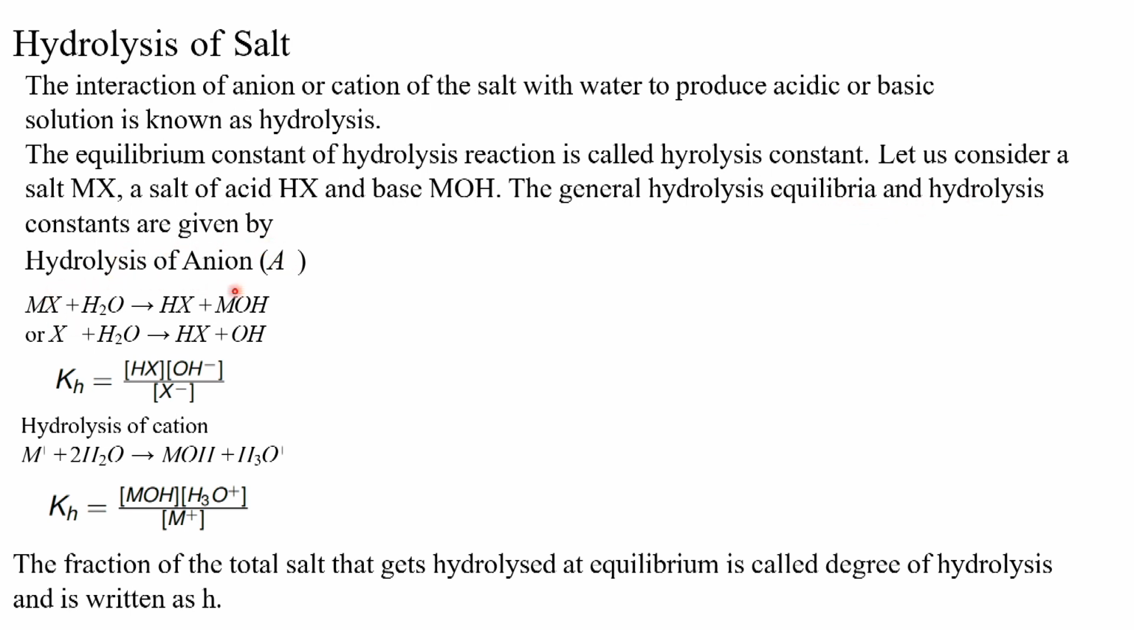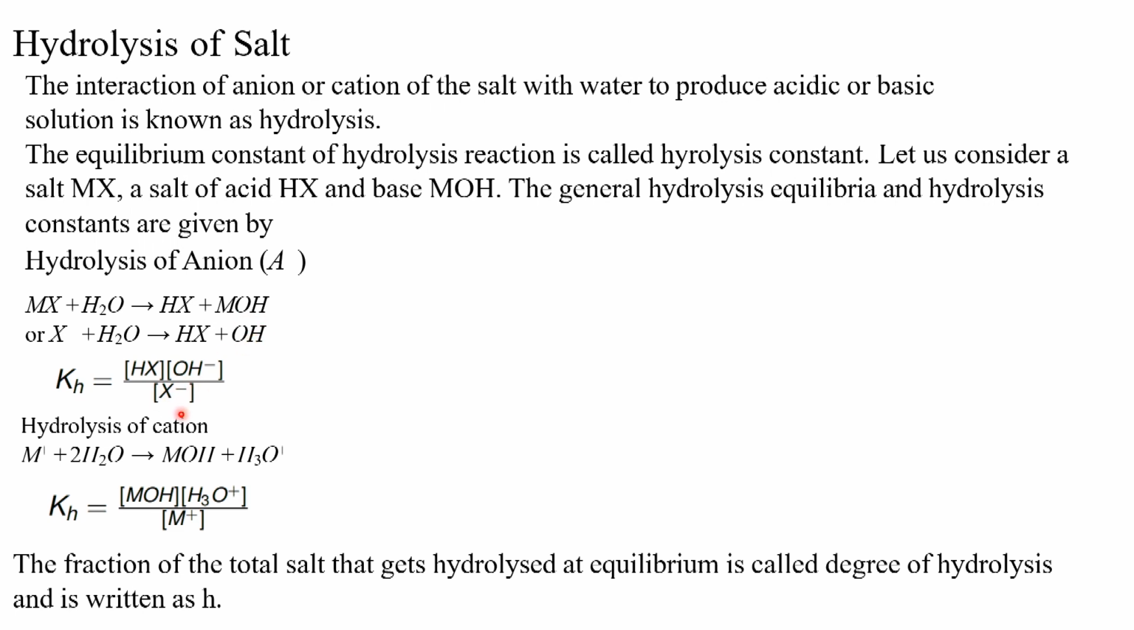So now, hydrolysis of anion, if we consider, MX when we dissolve in water we get HX plus MOH, or if we consider only X minus here, when we dissolve X minus in water we get HX plus OH minus. So if we consider the hydrolysis constant Kh of X minus, the products HX times concentration of OH minus, divided by concentration of X minus.